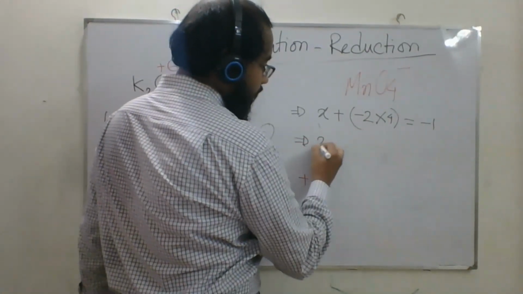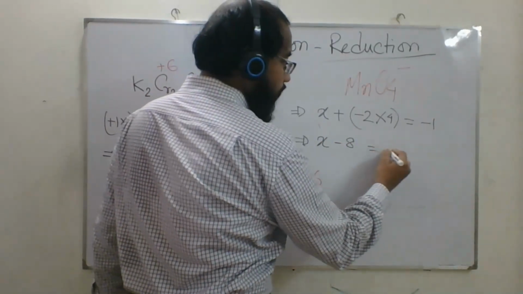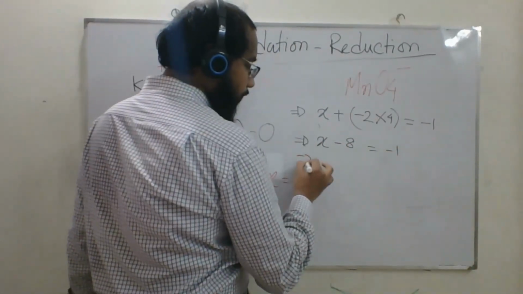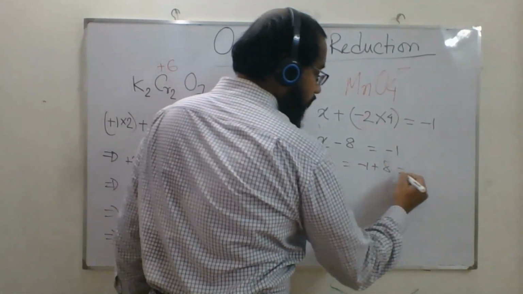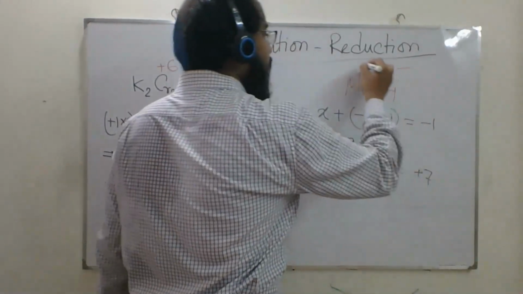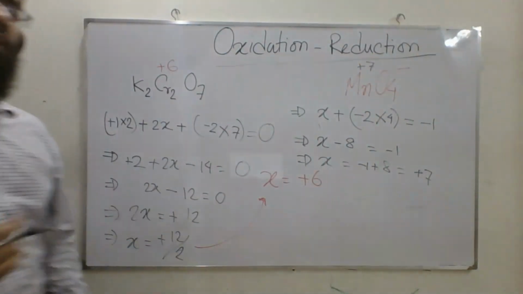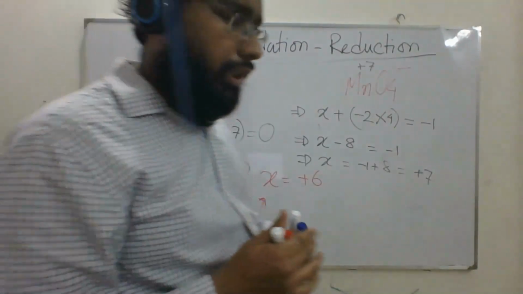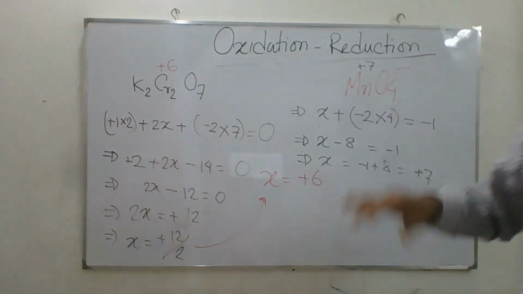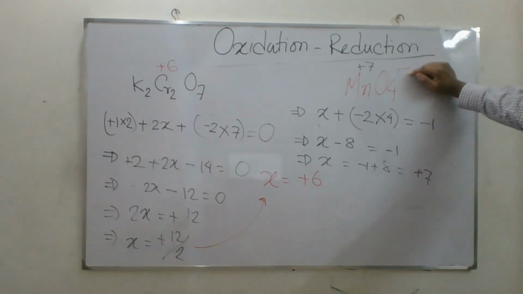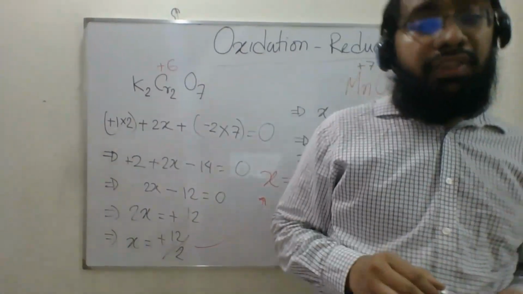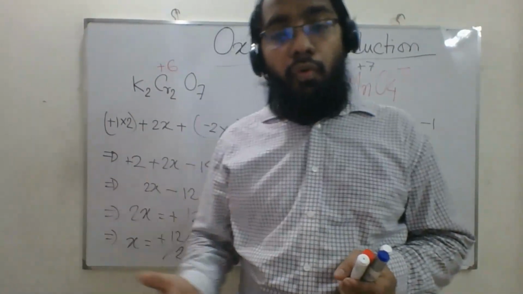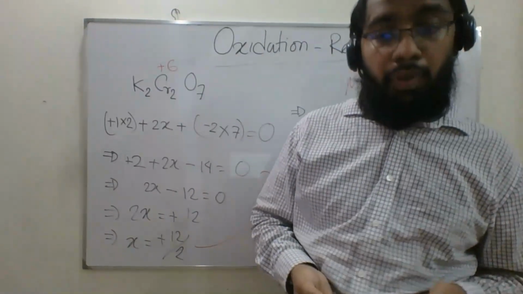Then x minus 8 equals -1. So we can say x equals -1 plus 8, equal to +7. So here manganese is in the +7 state. That means manganese donates 7 electrons to form these bonds. Okay. So in this way we can determine the oxidation number of any compound.